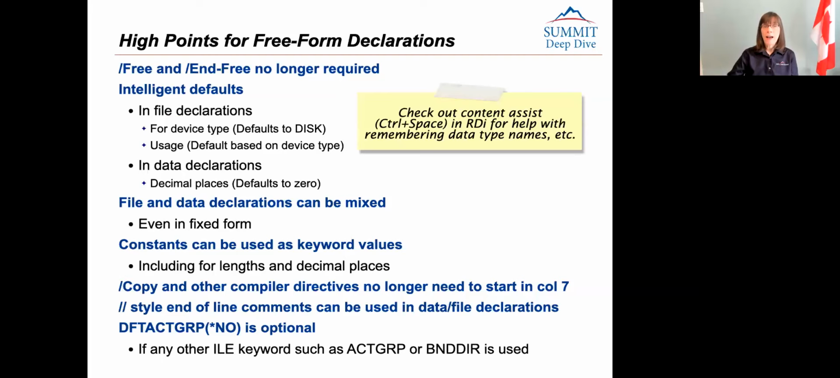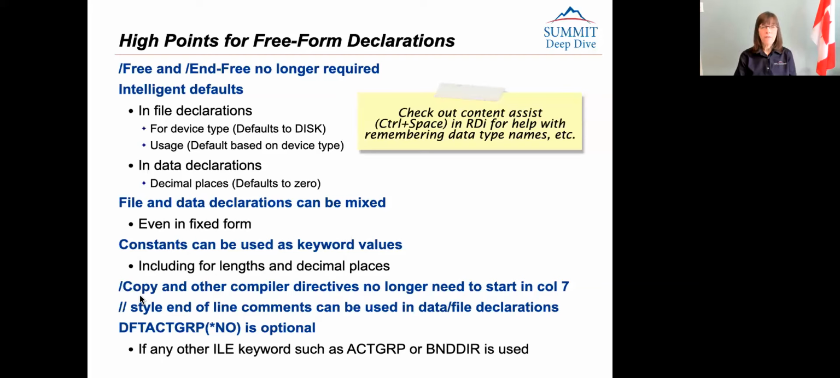Let's also review the high points here for Freeform declarations. No more free and in free. Yay. That's particularly when you use procedures. It was such a pain to have all those free and in frees everywhere. Intelligent defaults in the file declarations and in the data declarations. The fact that we can now mix our file and data declarations together. And by the way, you can even do that in fixed form. I probably shouldn't mention that because I want everybody to be coding in Freeform, but you know, even in fixed form, you can mix them now as of 7.1.